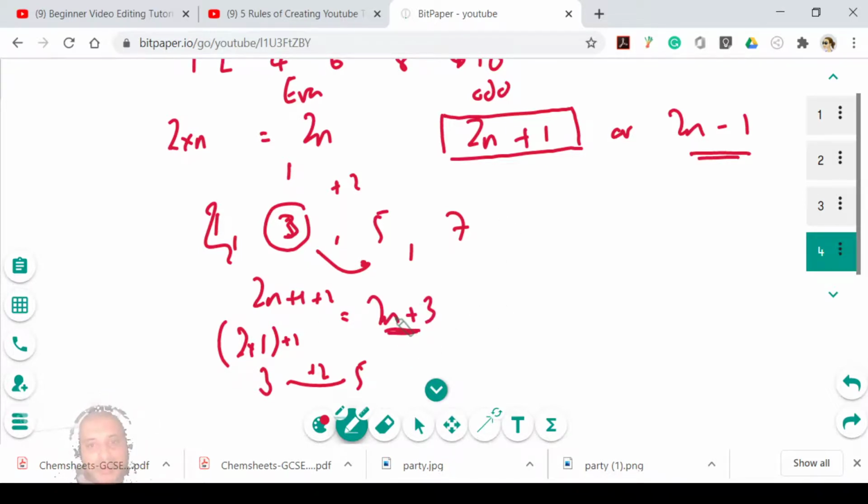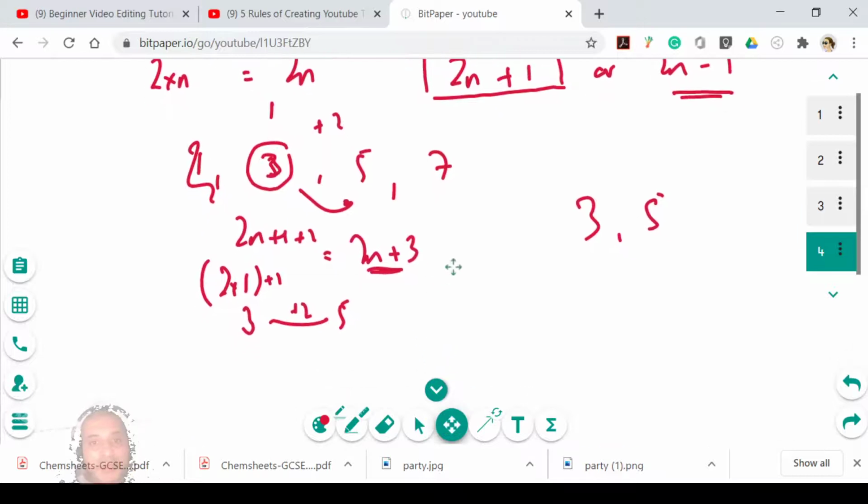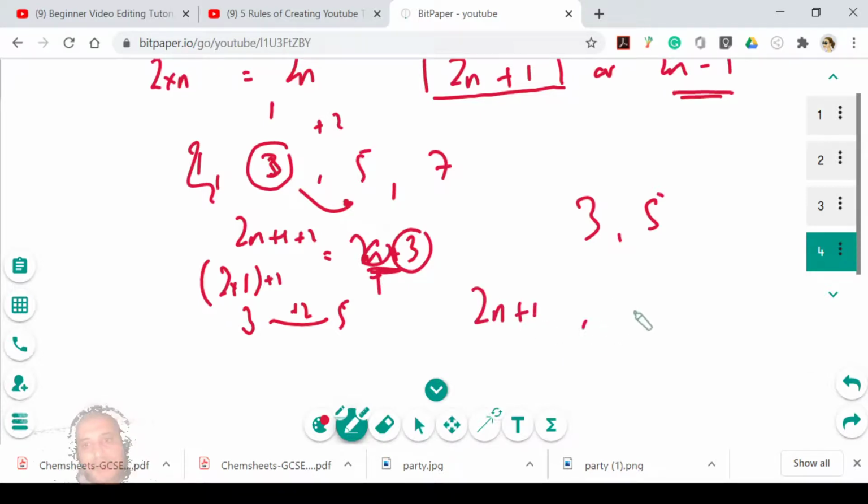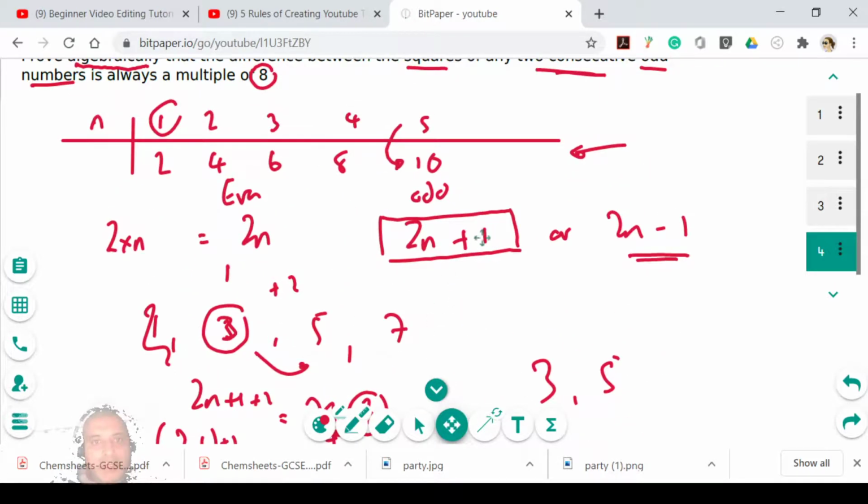Right, so 2 times 1 is 2, add 1 is 3; 2 times 1 is 2, add 3 is 5. So there are my 3, 5. And they're consecutive, one after the other. You want this number to change because it's one after another. It can't be any odd number. So you can't change the variable there. Right, so it's the 3. So my two consecutive odd numbers are 2n plus 1 and 2n plus 3. All right.